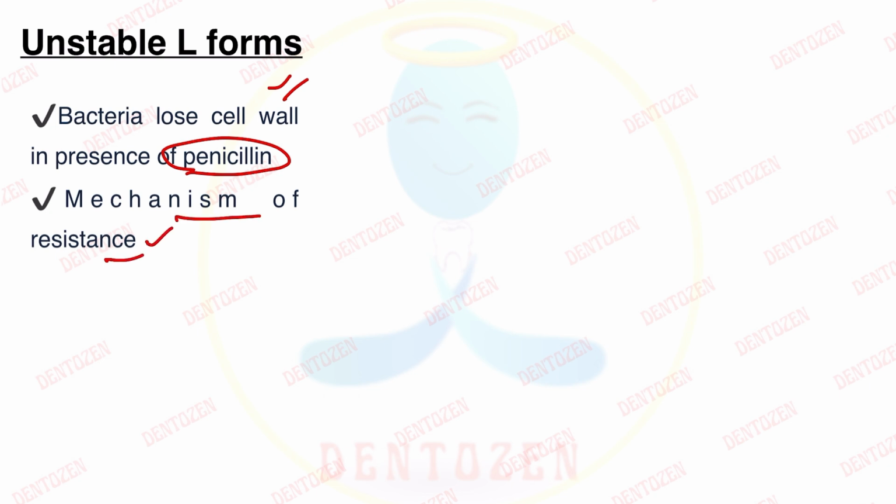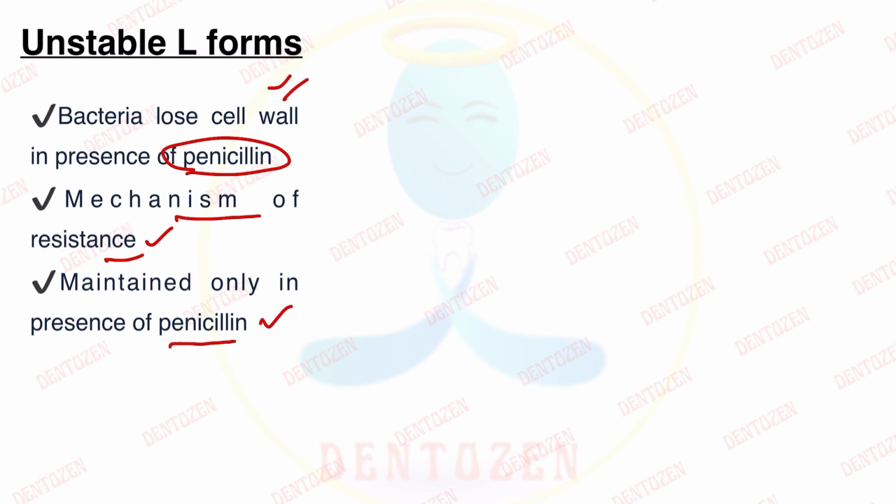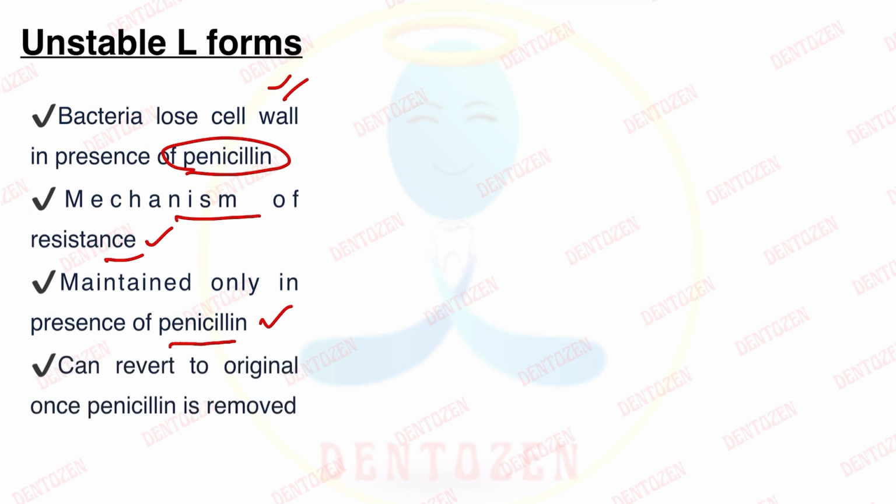So it may be due to a mechanism of resistance by bacteria. So this L form, that is cell wall deficient form, forms when there is penicillin, and it is maintained. But if penicillin or that factor is removed, what will happen? They will go back to their original. So we can say that these L forms are not stable, they are unstable. That is, they can go back to original when that factor, that is penicillin or enzyme, is removed. So that is why they are called unstable L forms.